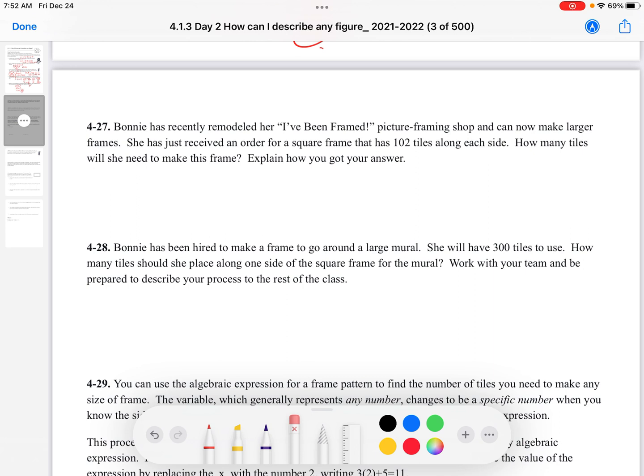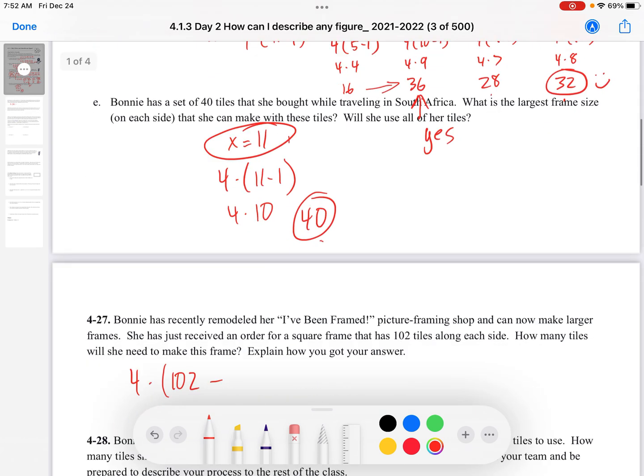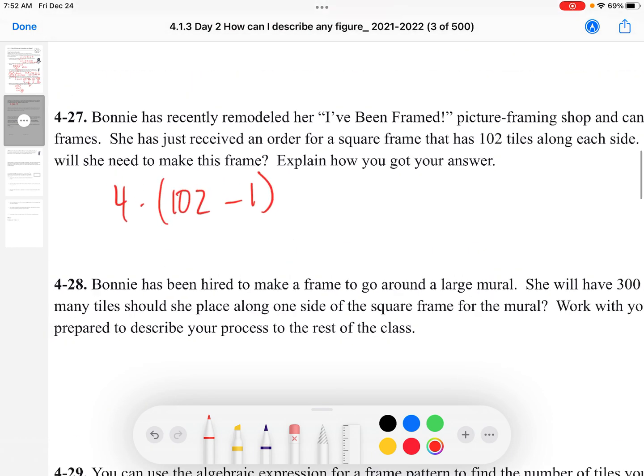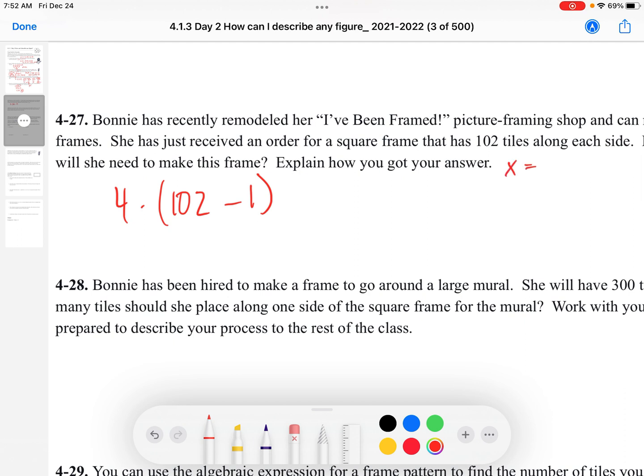Well, let's use what we had up above. We have 4 times (102 minus 1). Yeah, minus 1. Almost forgot how to do that. So that means our x equals 102 tiles on each side. I wanted to emphasize that. 4 times 101 is 404 tiles. Wow, that's a lot.